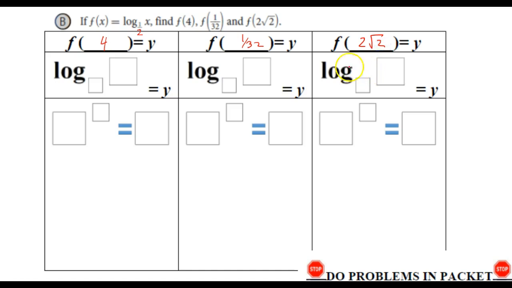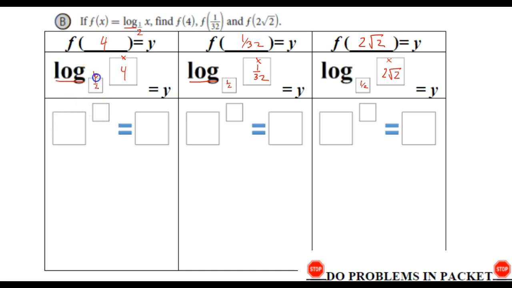So let's go ahead and write in our values: f of 4, f of 1 over 32, and f of 2 rad 2. So here I'm just going to write log base 1/2 and my x value, which is 4. I'm going to copy down log base 1/2 and my x value, which is 1 over 32. And last but not least, log base 1/2 and 2 rad 2.